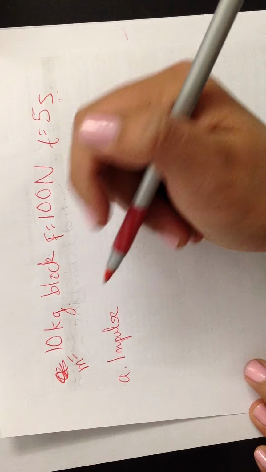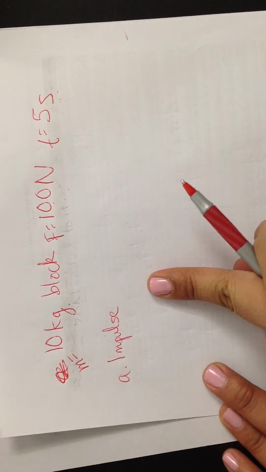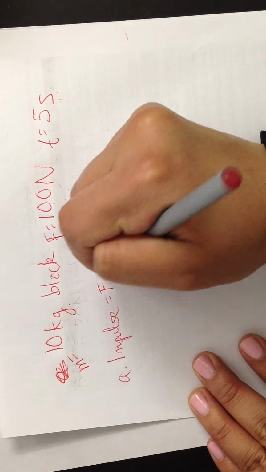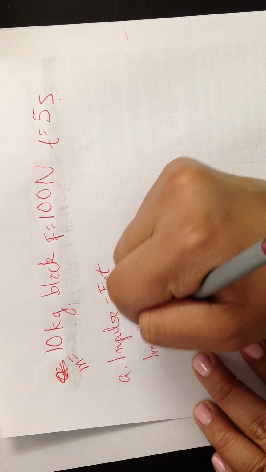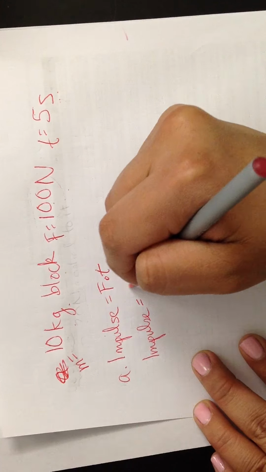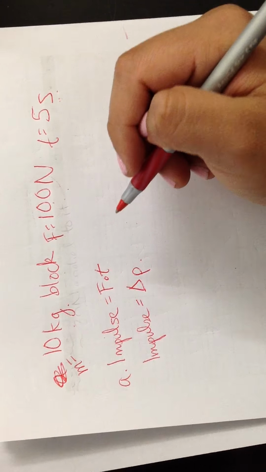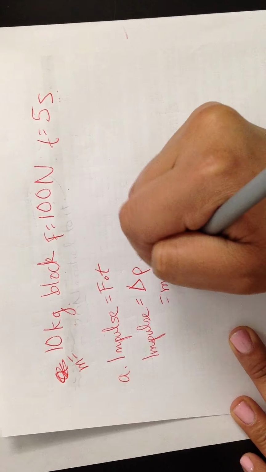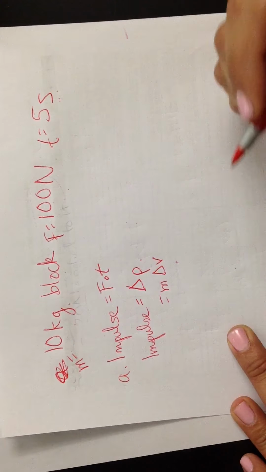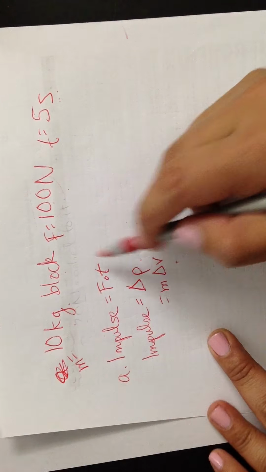Alright? Now, for that, remember we have two formulas for impulse. You can have impulse is equal to force times time, or impulse can also be equal to the change in momentum of something. And again, change in momentum is just mass times change in velocity. So we can use either of these formulas.